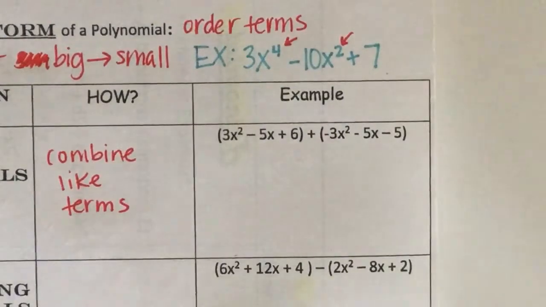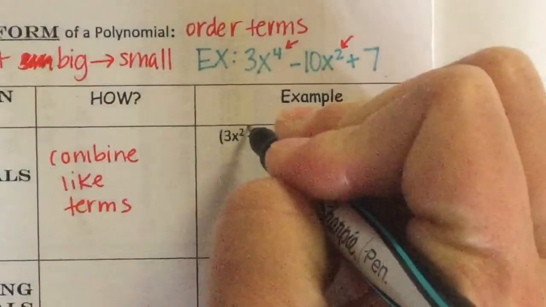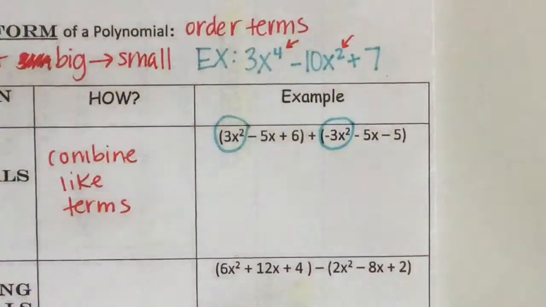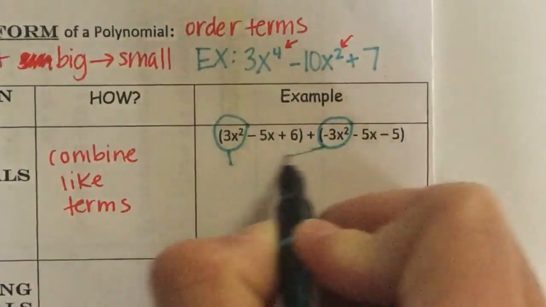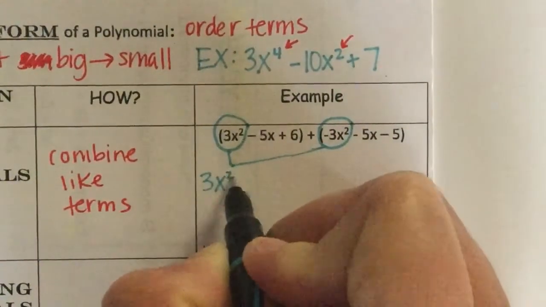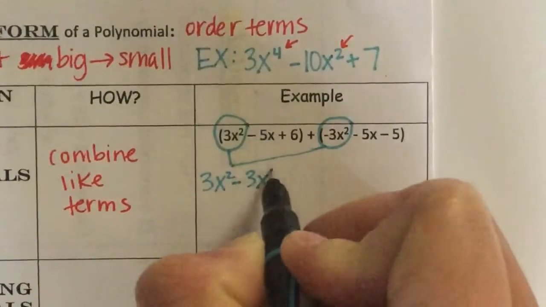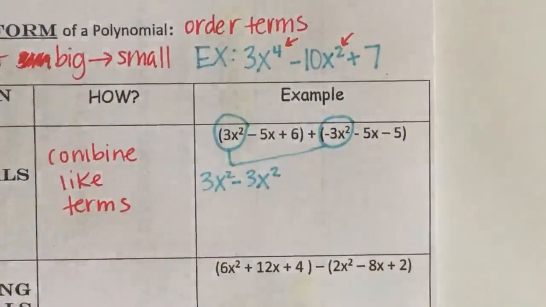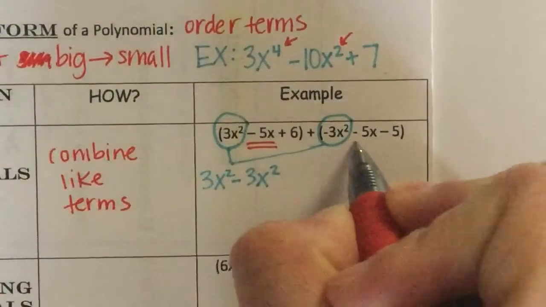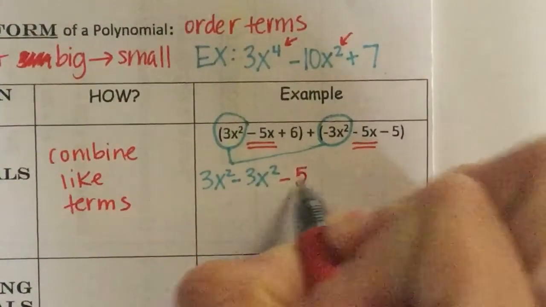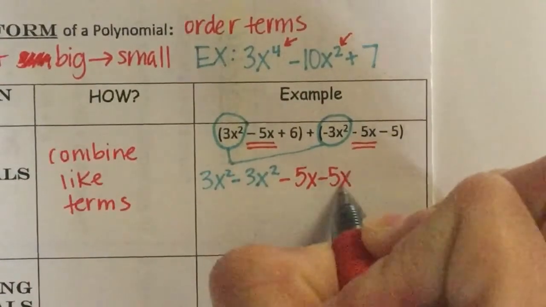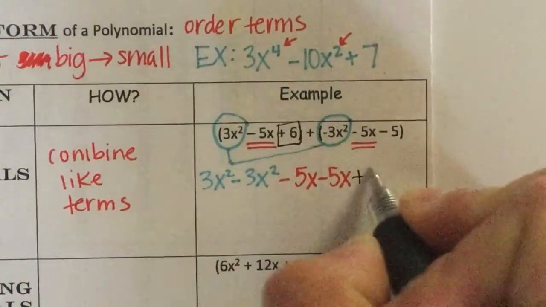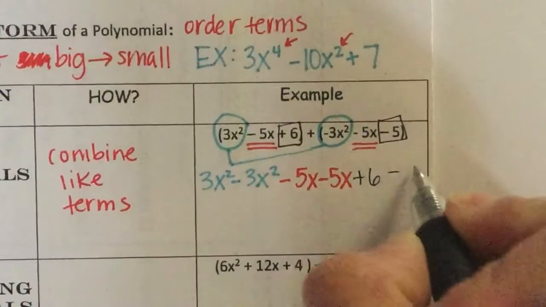So in this example, you're going to combine the like terms. 3x squared plus a negative 3x squared. When you combine those, you're taking 3x squared minus 3x squared. Some of you can look at that and say, I know those are going to cancel. It's going to be 0, so they're going to be gone. Next, you would combine negative 5x minus 5x. So you write minus 5x minus 5x. Last, you combine the constants. Numbers are always like terms. You have a plus 6 and you have a minus 5 here.